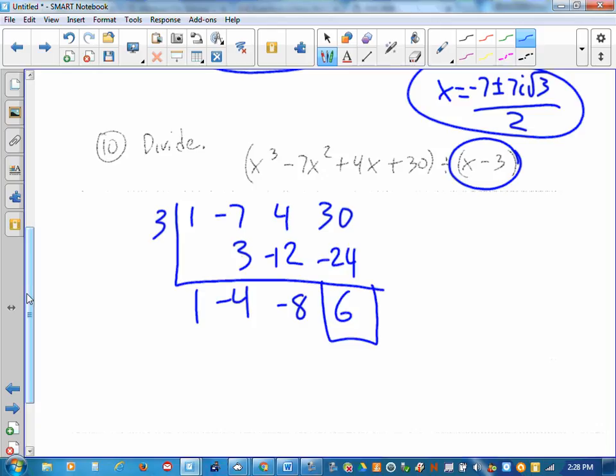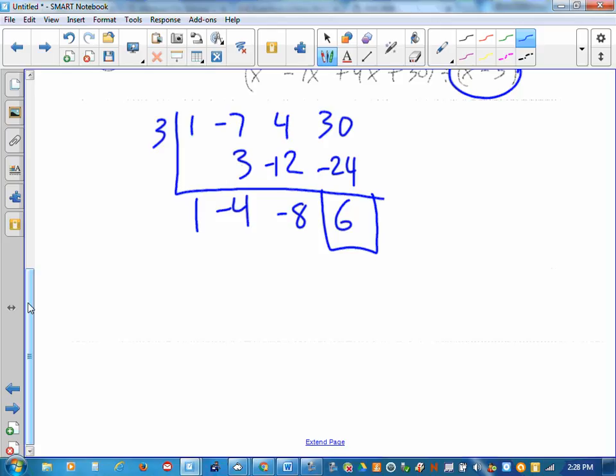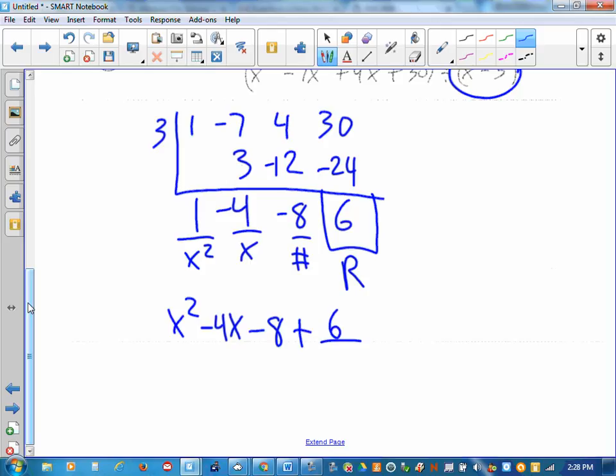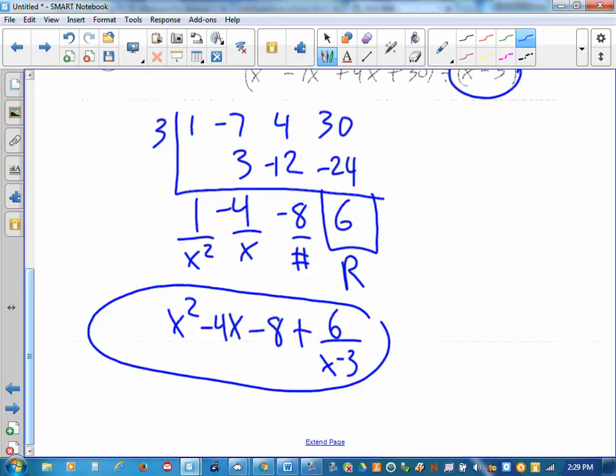So this one actually has a remainder to it. So remember, this is the remainder, this is the number, this is the x, this is the x squared. So it's 1x squared minus 4x minus 8. The remainder is a fraction. It's the part that remains out of the whole, like remaining pizza. One piece out of 8 would be 1/8 of the pizza, 1 out of 8. So a remainder is a fraction. And it's 6 over x minus 3. There we go.